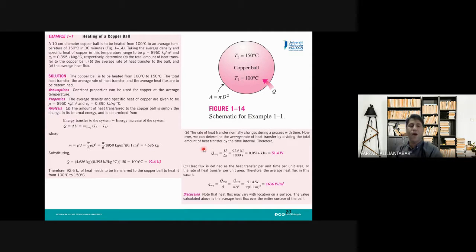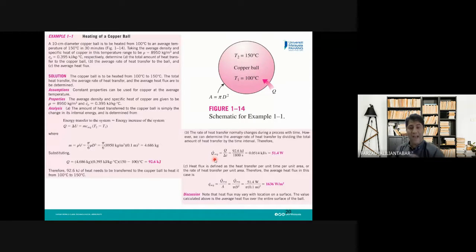In part B, we are going to calculate the average rate of heat transfer to the ball. And simply, you know that rate of heat transfer means how much heat is transferred per unit time. So we need to divide the value of the heat which is transferred during this heat transfer process by the duration of the heat transfer. Okay, we have the Q, or amount of heat which is transferred. We have calculated it here. We need to divide that by delta t, the duration of the heat transfer. Delta t also is given, 30 minutes.